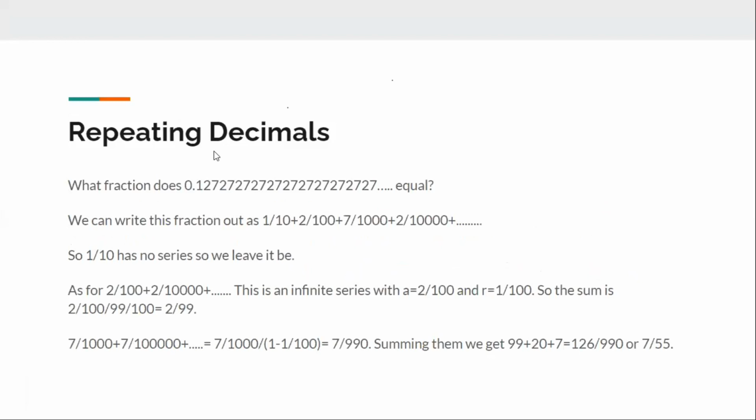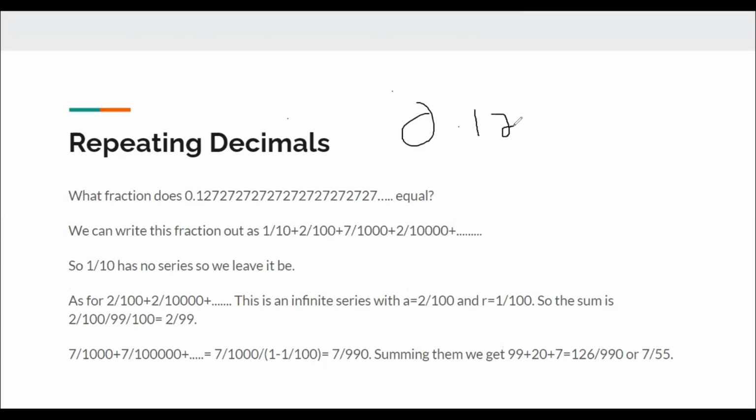Okay, so here's an example where you can use infinite geometric sums. What fraction does 0.12727272727 forever equal? You could write this as 0.127 with a line over the 27 because it repeats. This can also be written as 1 over 10 plus 2 over 100 plus 7 over 1000 plus 2 over 10,000, and so on. So 1 over 10 has no infinite series, so you can leave it be.